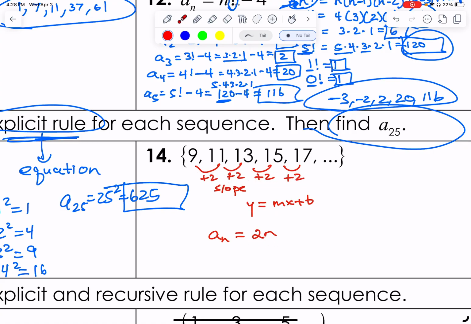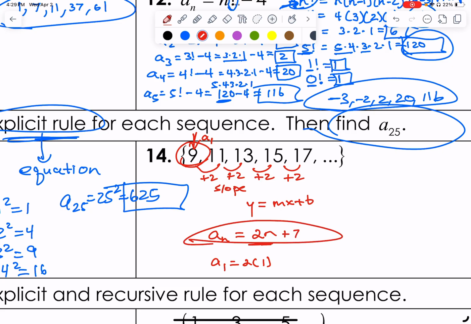Here's the first term, added 2 once. Now you have 2 2's. So you do 2 times 2. Now you have 3 2's. Now you have 4 2's. And then 5 2's and 6 2's. So 2n. But here's the trick. You need to get the first term. I need to be able to get a sub 1. Well, if I put in 1 right now, I'd get 2 times 1, which is 2, but that doesn't get me to the 9 that I need. So what I need to do is add 7 to it.